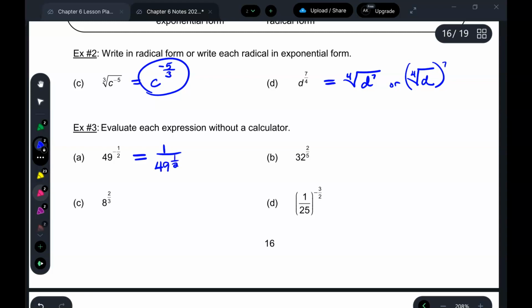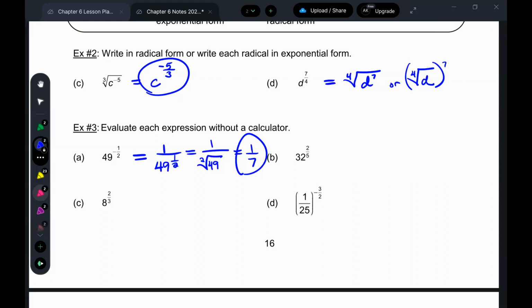So if I have a negative power, I just rewrite that as 1 over 49 to the +1/2. Now I'm going to rewrite 49 to the 1/2 as the square root of 49. You can't have a square root in the denominator, but can we evaluate the square root of 49? Yes, 7. So it's 1 over 7. So 49 to the -1/2 is the same as 1/7.